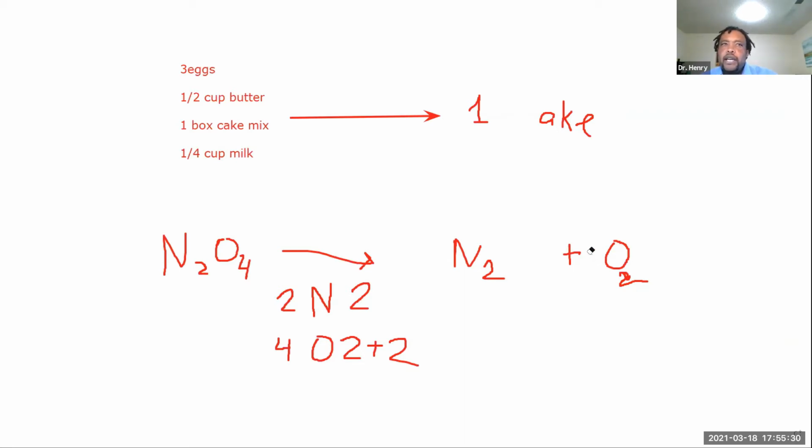So you want to account for everything. You want to make sure that you put, okay, I need 2 of these, because that would give me a total of 4. And it's a multiplication, 2 times 2. So it's the coefficient multiplied by the subscript. That's how we account for things. So that's a balanced equation. We're good to go.